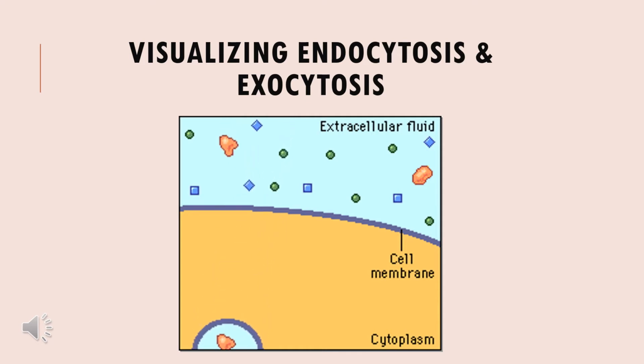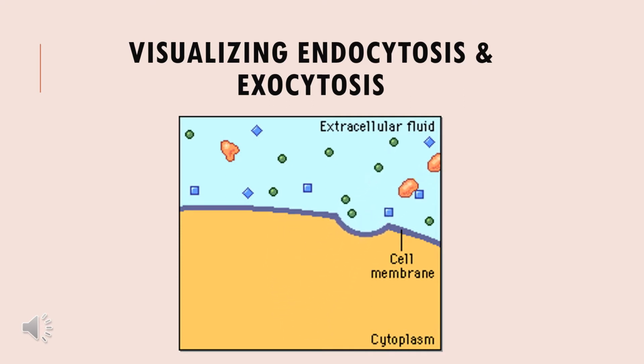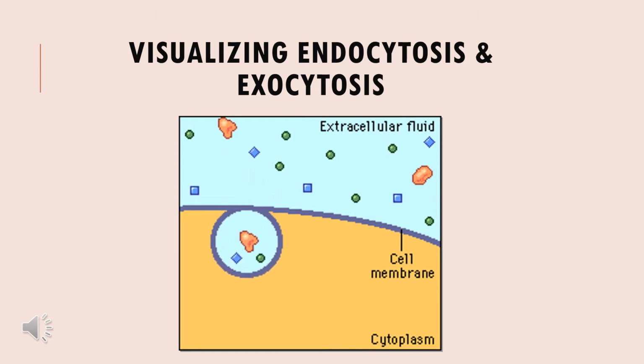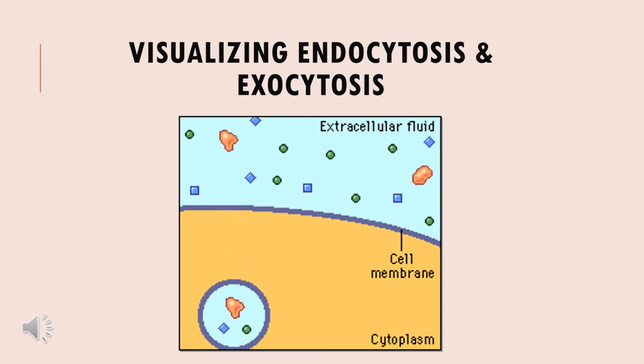Here's an example of endocytosis and exocytosis. If you look, there are molecules on the outside in that greenish environment that then approach the cell membrane. It forms an indent that will close off and pinch off and form a vesicle, and then that vesicle will enter the cell and go wherever it needs to go into the cell.